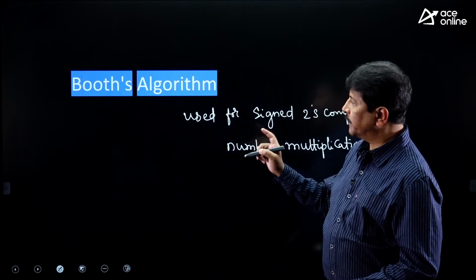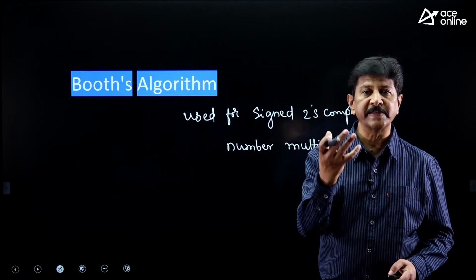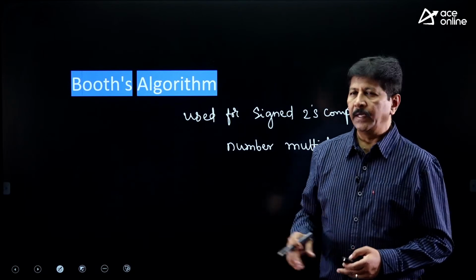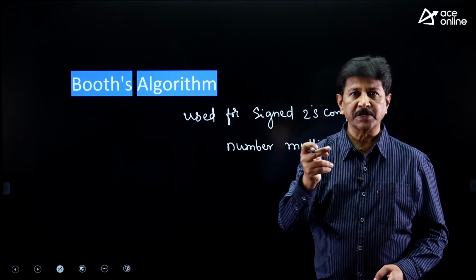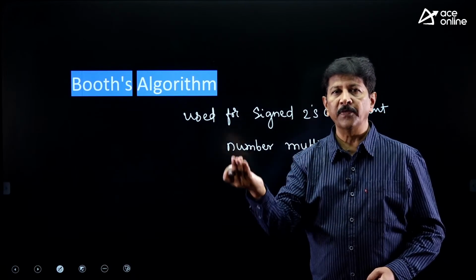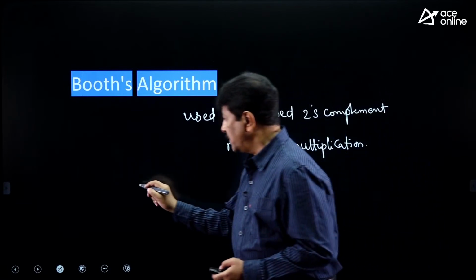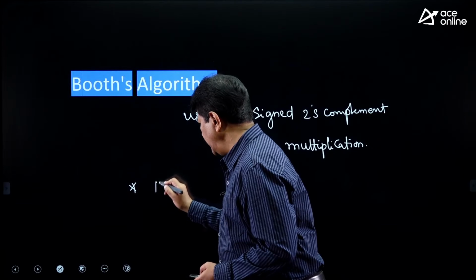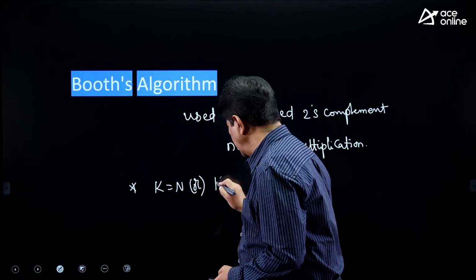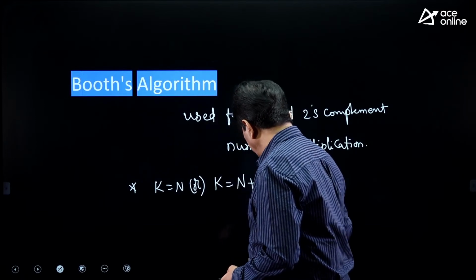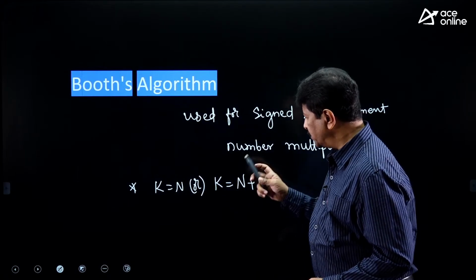So many times the question will come based on Booth's algorithm. Remember that it is meant for multiplication of signed 2's complement numbers. In Booth's algorithm, the property is that the number of subtractions will be either equal to the number of additions or 1 more than the number of additions. So I can tell that in Booth's algorithm, k is equal to either n or n plus 1, where k is the number of subtractions and n is the number of additions.